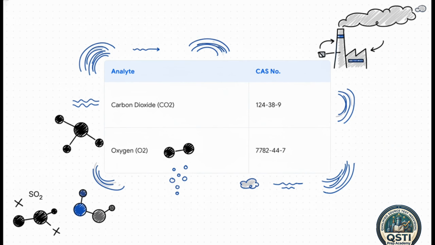And what exactly are we measuring? PS3 is highly targeted. It strictly applies to just 2 analytes: carbon dioxide, which carries the chemical abstract number 124-38-9, and oxygen, CAS number 7782-44-7. If you're out there monitoring sulfur dioxide or NOx, you are literally looking at the wrong document. Those belong to PS2. PS3 is all about the CO2 and O2.